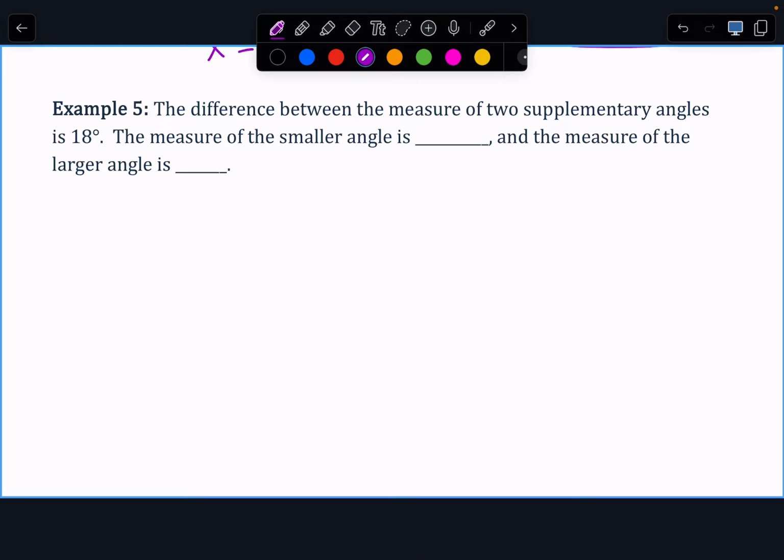Yep. Every day. The difference between the measure of 2 supplementary angles is 18. Okay, do we know either of them? No. So one angle is x, and the other angle is what? When you subtract them, you get 18. So one is 18 bigger, one is 18 smaller, because you could also do x minus 18. That would be fine. Okay?